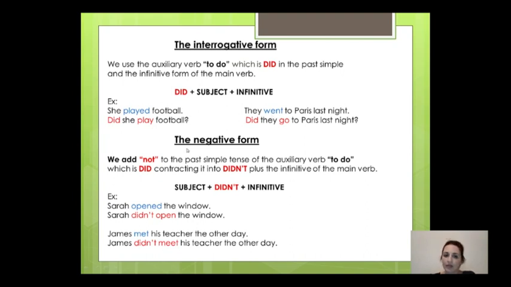Let's move on to the negative form. We add not to the past simple tense of the auxiliary verb to do, which is did, contracting it into didn't, plus the infinitive of the main verb. Look at the construction. In the first place, we use the subject. Then we use didn't. We can say did not, but didn't is in much wider use. And again, the infinitive of the main verb.